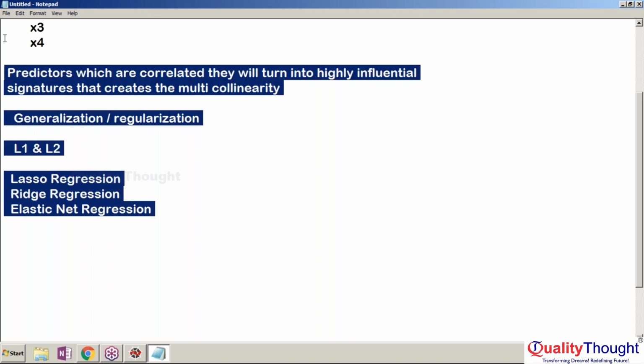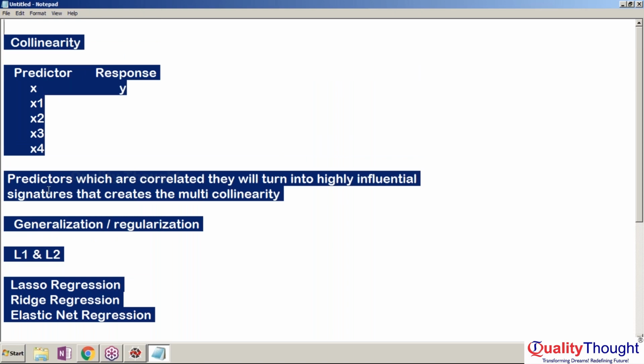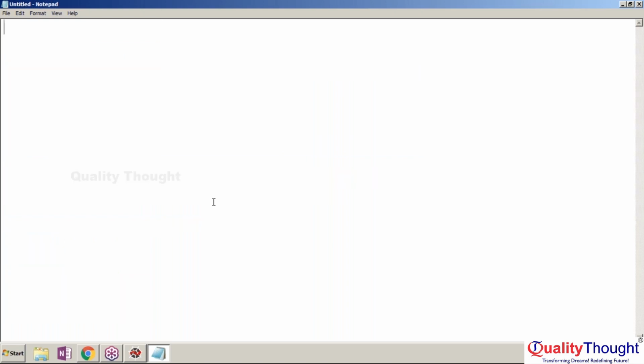So we will meet again and discuss the generalization and regularization concepts a little bit more in detail. And what do we mean by overfitting and what do we mean by underfitting? Underfitting and overfitting concepts, and then we will jump onto this one.